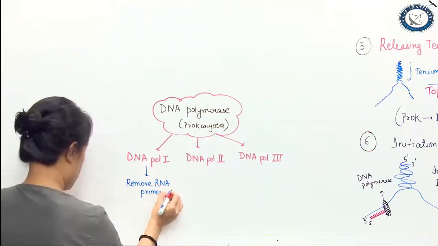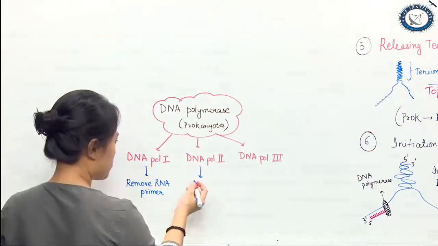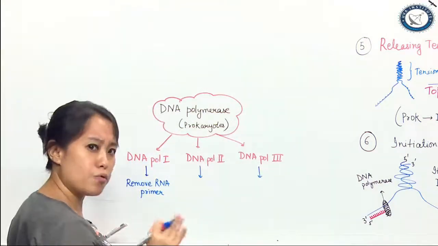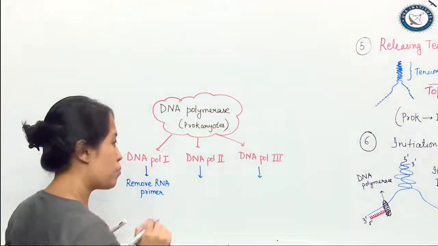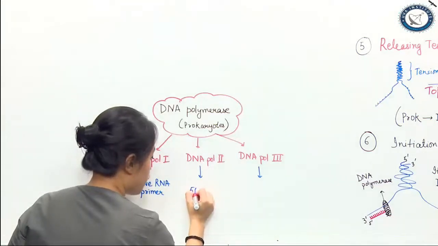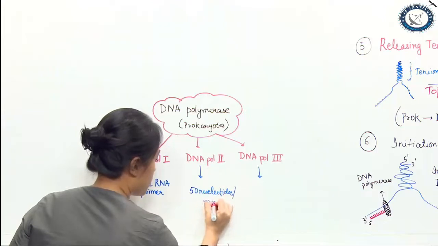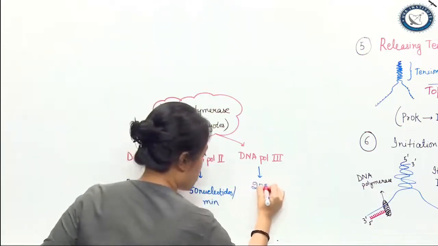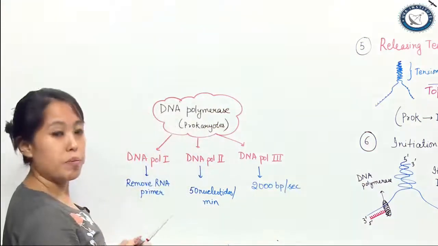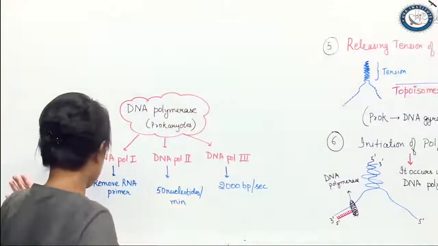Whereas DNA polymerase 2 and DNA polymerase 3, they both are fit for the polymerization process. But the problem is DNA polymerase 2 can only polymerize 50 nucleotides per minute, whereas DNA polymerase 3 can do 2000 base pairs per second. Because of this efficiency, DNA polymerase 3 is used. Now let's come back to the topic again.